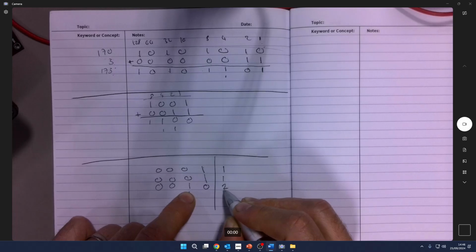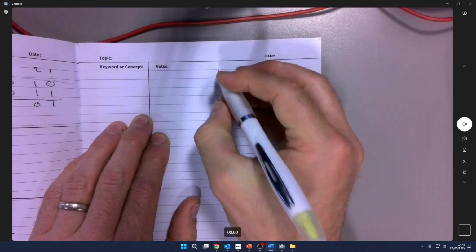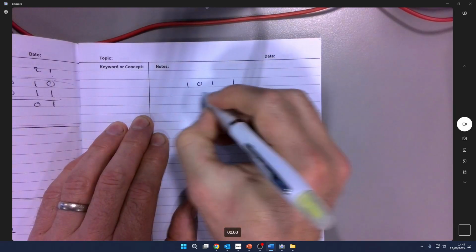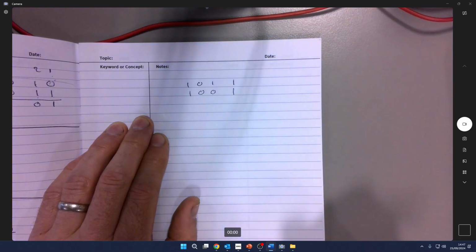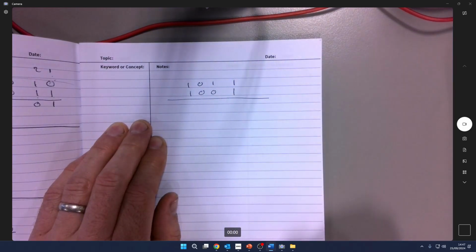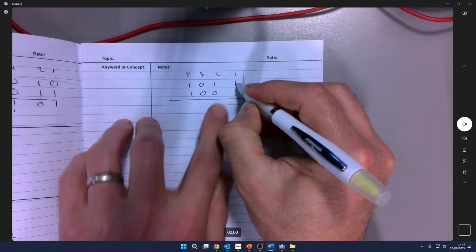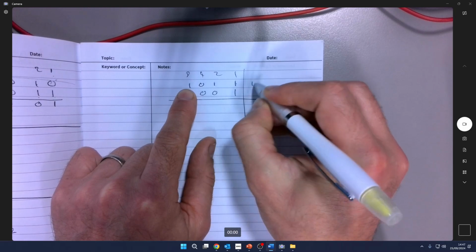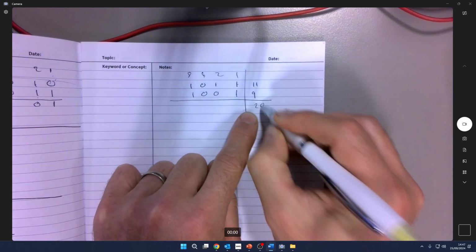It works. However, if we're just sticking with those 4 bits, this time, in fact, I'm going to go onto a new page so it's easier for you to see. What about 1, 0, 1, 1 plus 1, 0, 0, 1? Okay, let's first of all work out what these are in denary. 1, 2, 4, and 8. 1 plus 2 is 3. 3 plus 8 is 11. 1 plus 8 is 9. Add the two together, we should have 20.